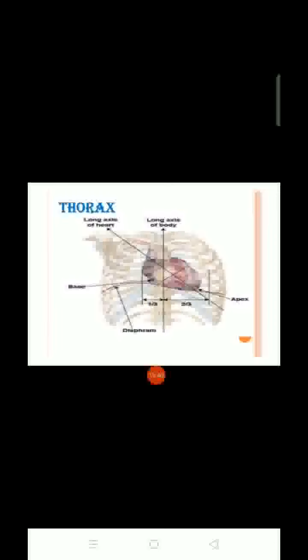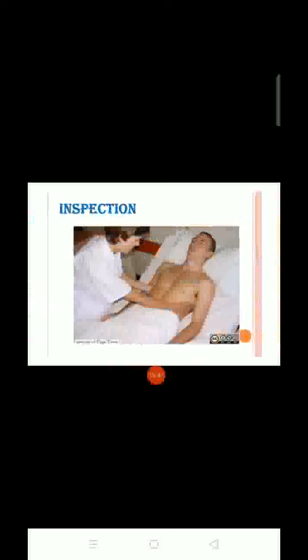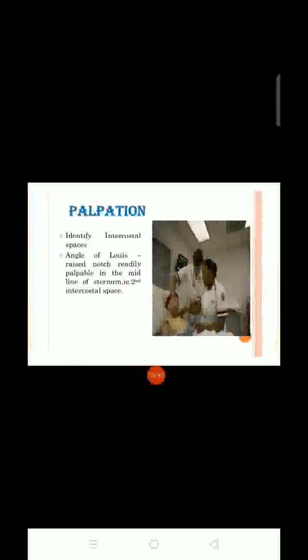There is a long axis of heart, long axis of body, apex, base, diaphragm. In this we have to do the inspection, like this they are doing. In palpation, identify the intercostal space, angle of Louis, which is readily palpable in the midline of the sternum. That's why the second intercostal space.